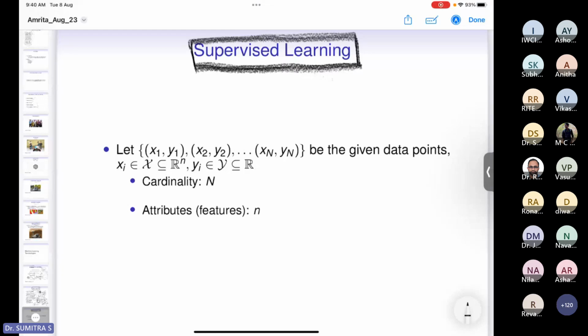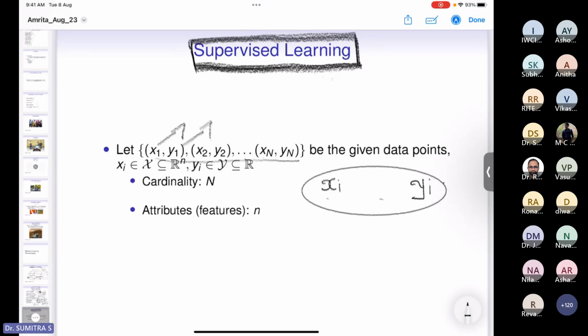So we can see now different types of learning: supervised learning, unsupervised learning, reinforcement learning, active learning, transfer learning. Now we will look more into supervised learning. This is the data. This is the input, and this is the corresponding y. So this is xi and this is the corresponding yi. If the data is in this form, we call it supervised data.